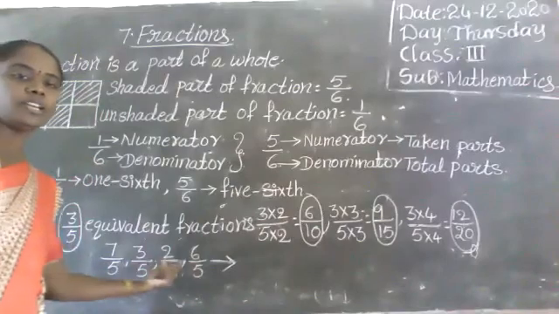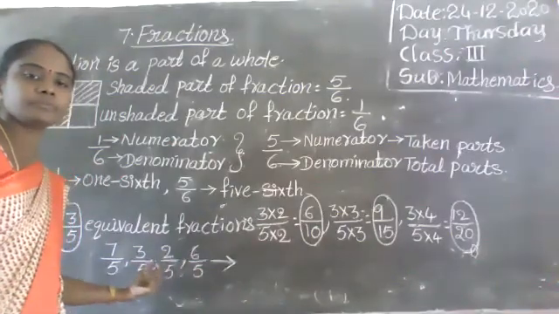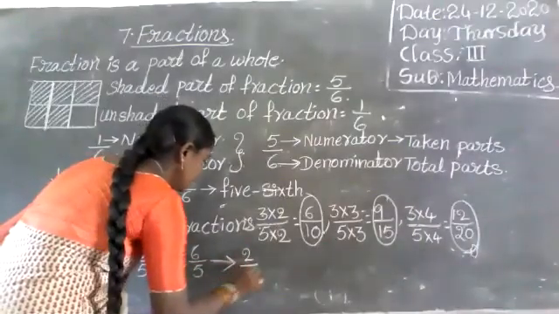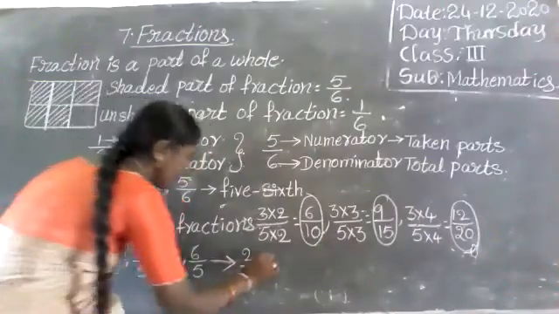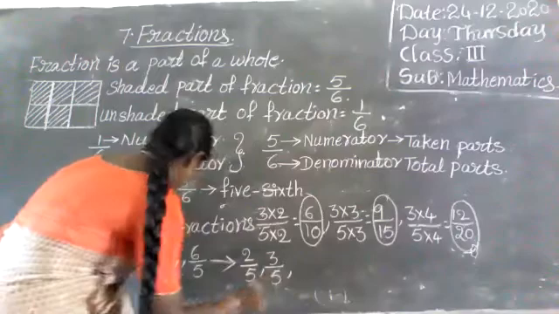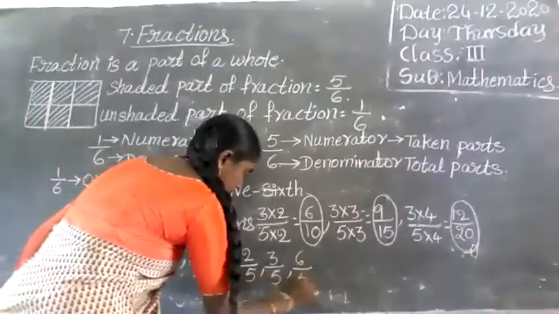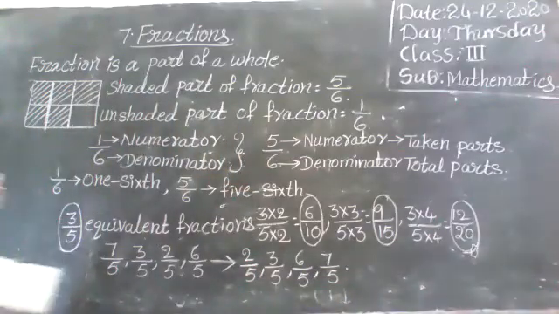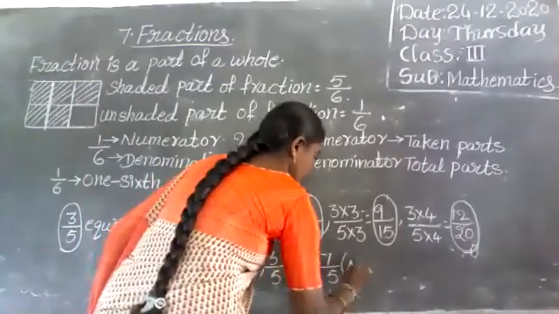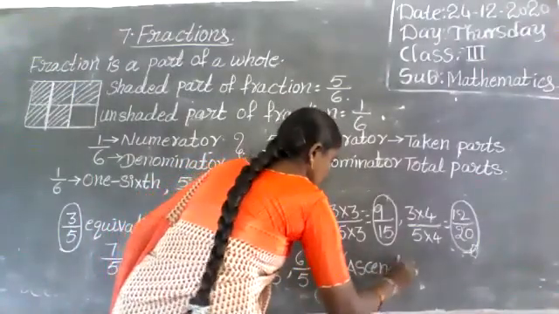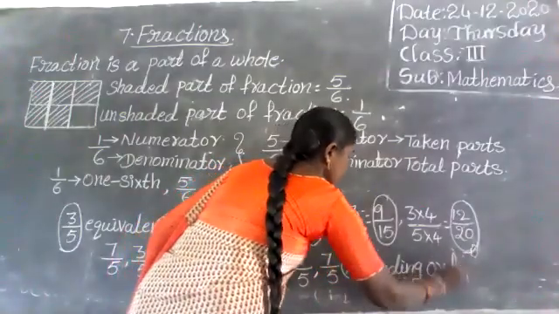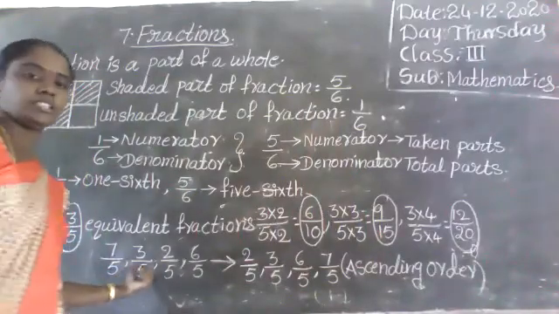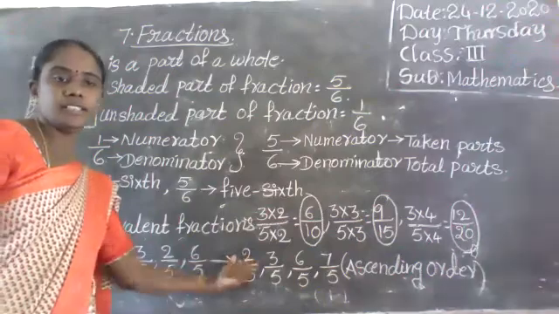In these given numerators, which is the smallest number? Yes, 2 is the smallest number. Write 2 by 5 first. Next one is 3 by 5. Next one is 6 by 5. Next one is 7 by 5. This is ascending order. Descending order is from biggest number to smallest number. Same way, you have to see numerators and write it in descending order.